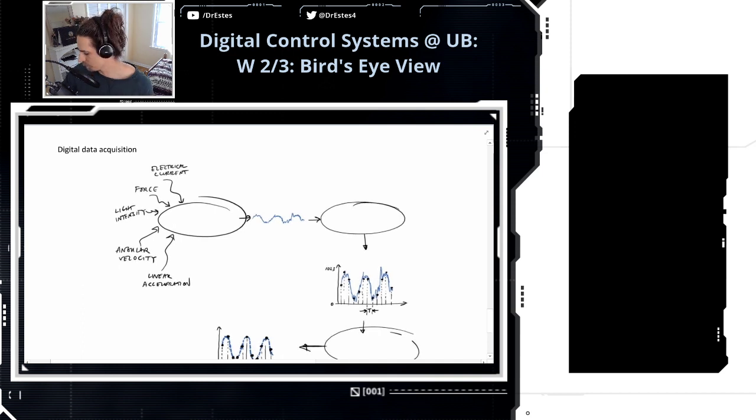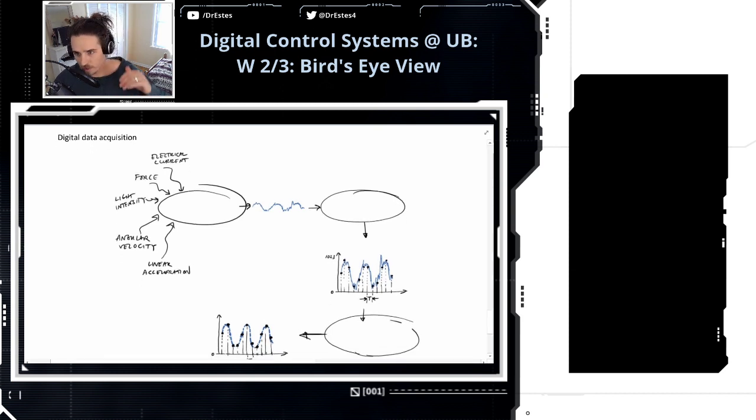Another flow chart. And this flow chart describes digital data acquisition, kind of the flow of how this goes. So here in this bubble, we have a transducer or a sensor.